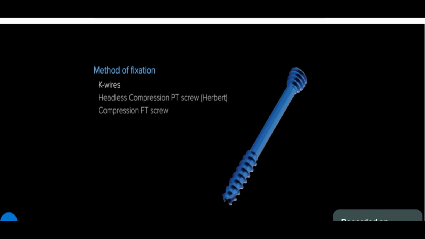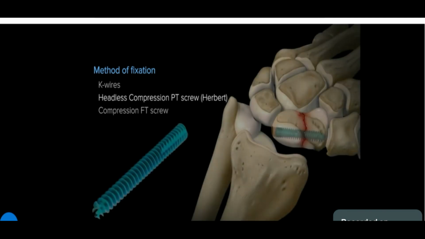Historically, the most simple method of fixation for scaphoid fracture was with Kirschner wires. Herbert and Fisher introduced the headless compression screw in 1984. It is a cannulated, partially threaded screw with a second thread on the screw head.